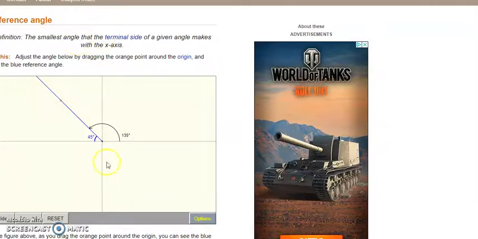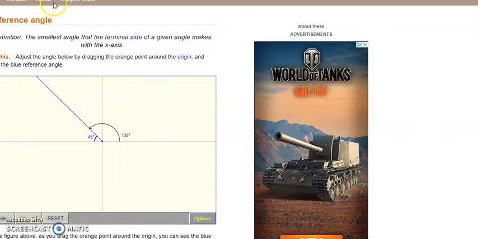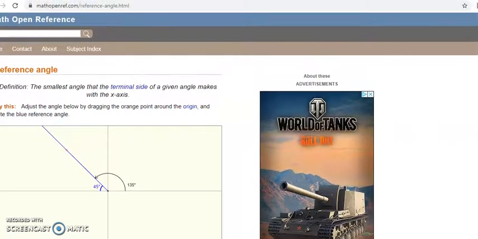I like this little program. It's neat. And that program is the site. Again, I'll make sure I put that in when we start next week. I'll make sure I copy that link in for you. But it's just math mathopenref.com.